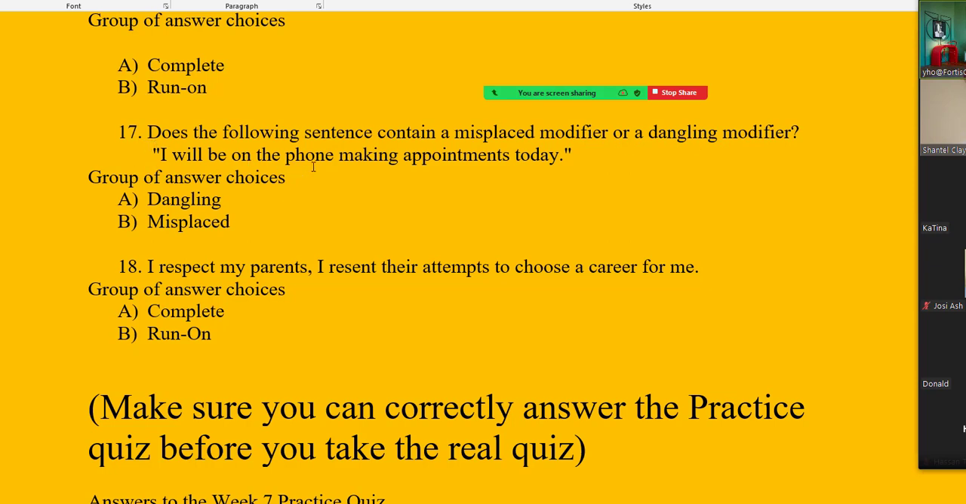Does the following sentence contain a misplaced modifier or a dangling modifier? I will be on the phone making appointments today. Misplaced. I respect my parents. I resent their attempts to choose a career for me. Is this a complete sentence or a run-on? A. It's a run-on.